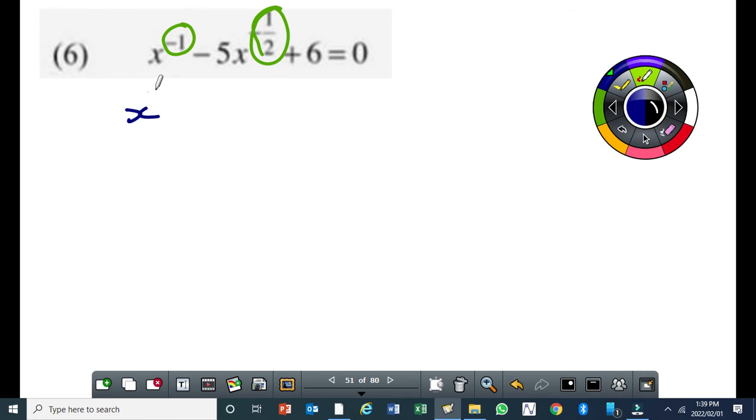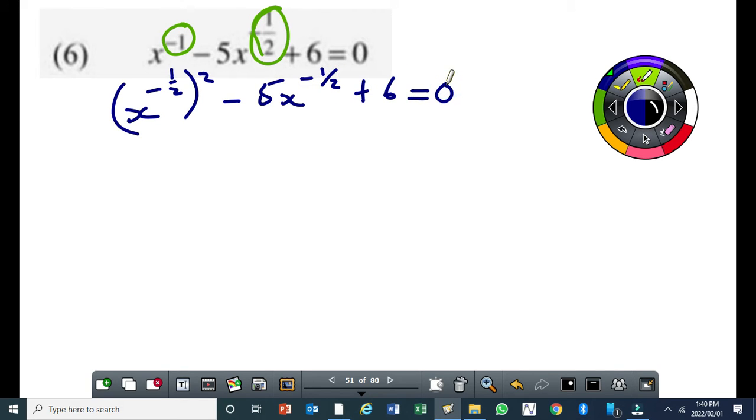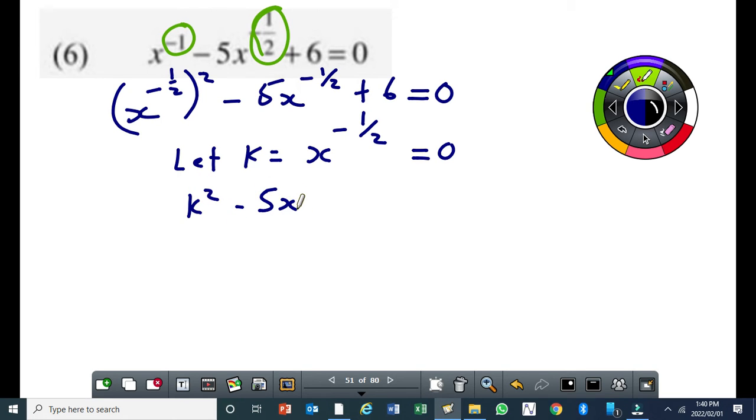So we can write this as x to the power of minus a half squared minus 5x to the power of minus a half plus 6 equal to 0. Right? And then we use the k method. So let k be equal to x to the power of minus a half. Then we substitute, and we get k squared minus 5k plus 6 equal to 0.